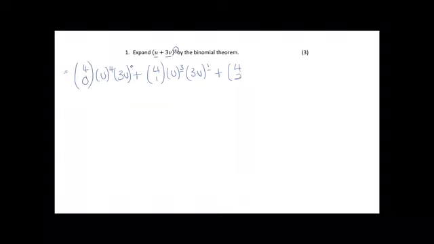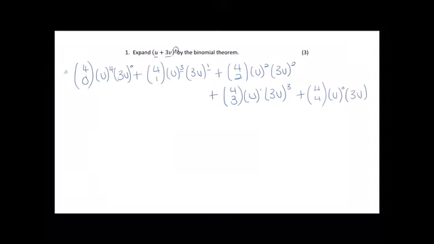I can then move on to 4 choose 2, so again decrease the first power, increase the second power, 2 and 2 add up to give me 4. Then got 4 choose 3, u to the power of 1, 3v cubed, again 1 plus 3 gives me 4, and then I'm finishing at 4 choose 4. Right, so the minute that it's something choose the same thing, you can finish at that point there. So I've now got u to the power of 0 and 3v to the power of 4.